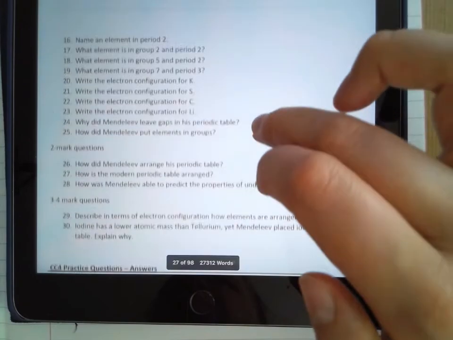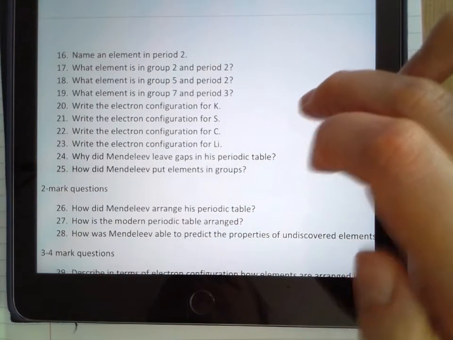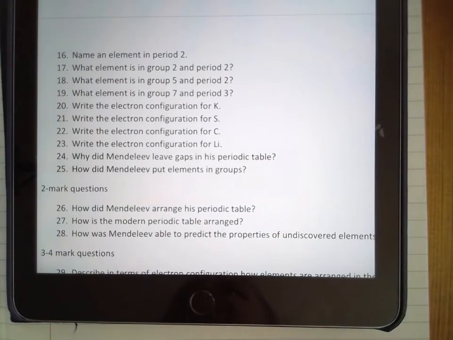Questions 17, 18, 19, 20, 21. Have a go at those 5 questions and then press play when you're ready to see the answers.